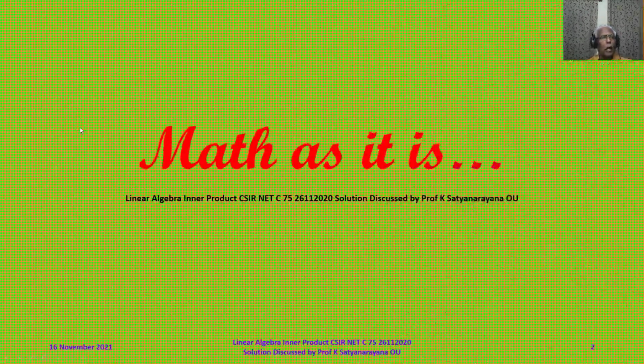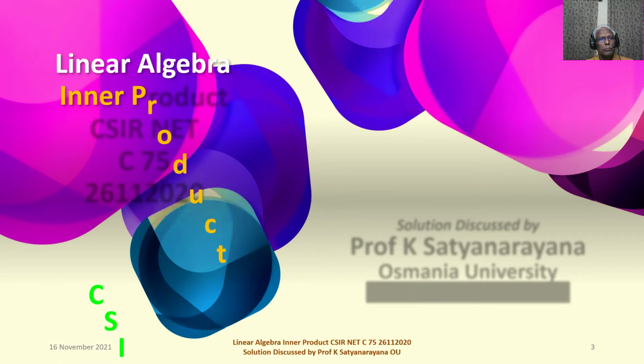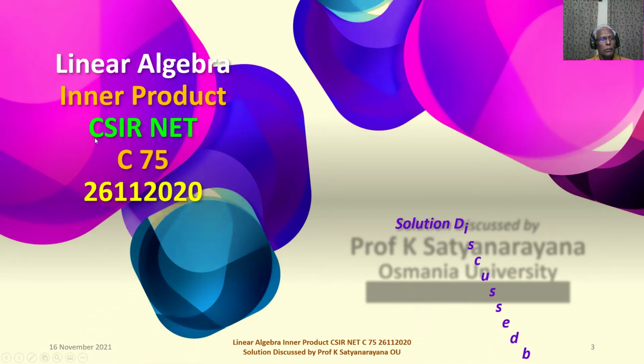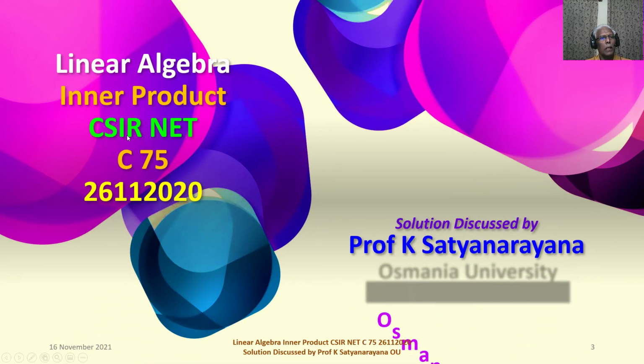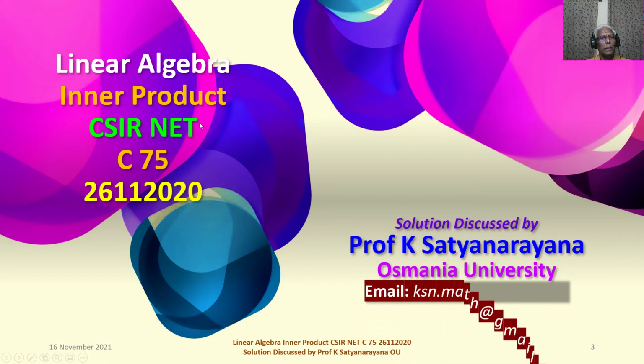We now discuss the solution of a problem from the section Linear Algebra. The problem is on inner products. The question appeared in CSIR National Eligibility Test held on 26th November 2020. It is from the section C and it carries 4.75 marks.